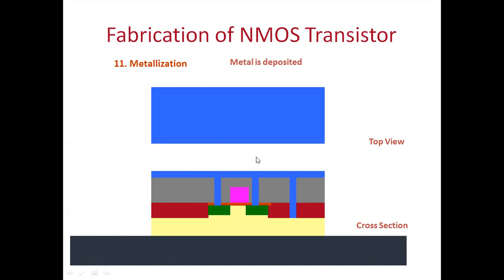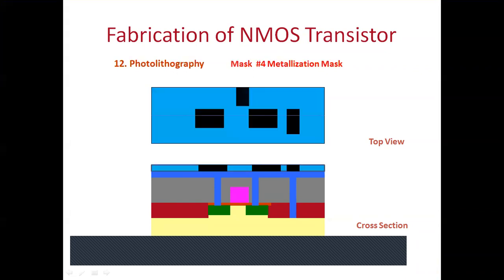So we need to separate out. So unwanted metal is removed by etching process. So for that we use mask number 4, and that is called as metallization mask. Okay, these are the metallization.